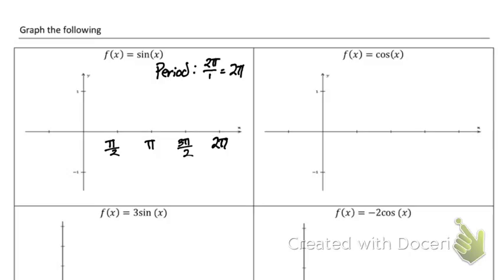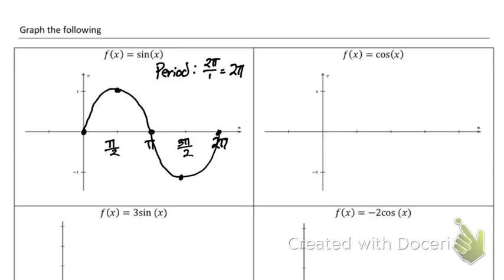Once the period's taken care of, now I just look at all I'm doing is graphing sine. Well, sine starts at 0, 0. There's no amplitude change, so it goes up to 1. It goes back down to 0. It goes back to -1 and then back to 0. And we just got to connect our points. And that is our sine.